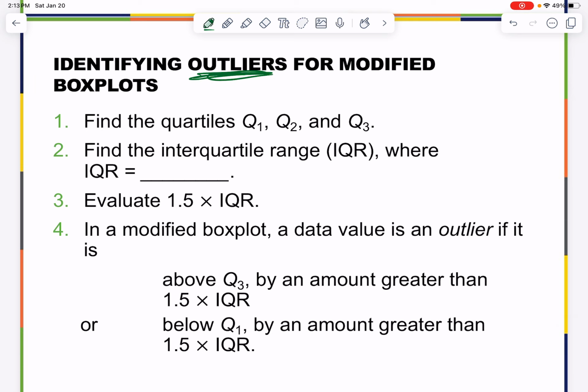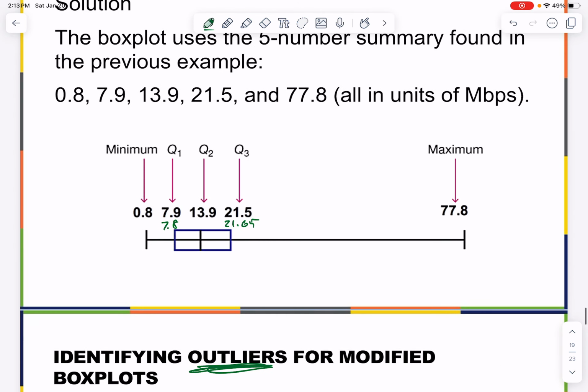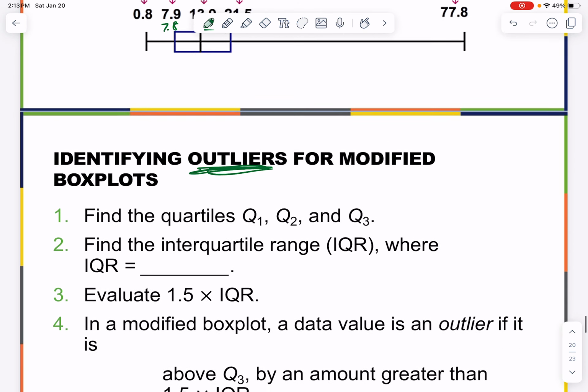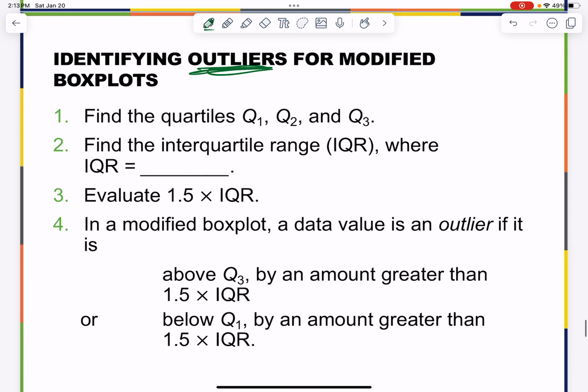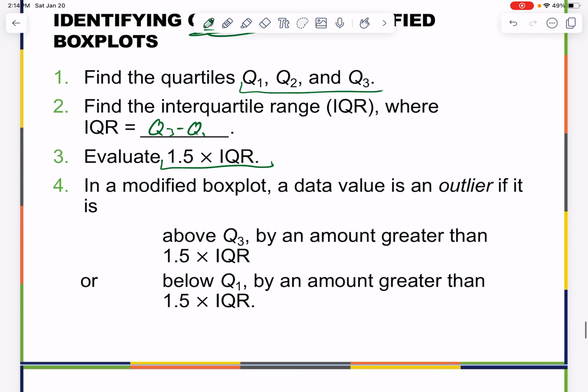What is an outlier? An outlier is a data point that's way out there from the rest of the other data points for modified box plots. Here's what you do to find outliers. First, you find the quartiles 1, 2, and 3. Then you find the interquartile range, which remember is Q3 minus Q1. Then you multiply the interquartile range by 1.5.